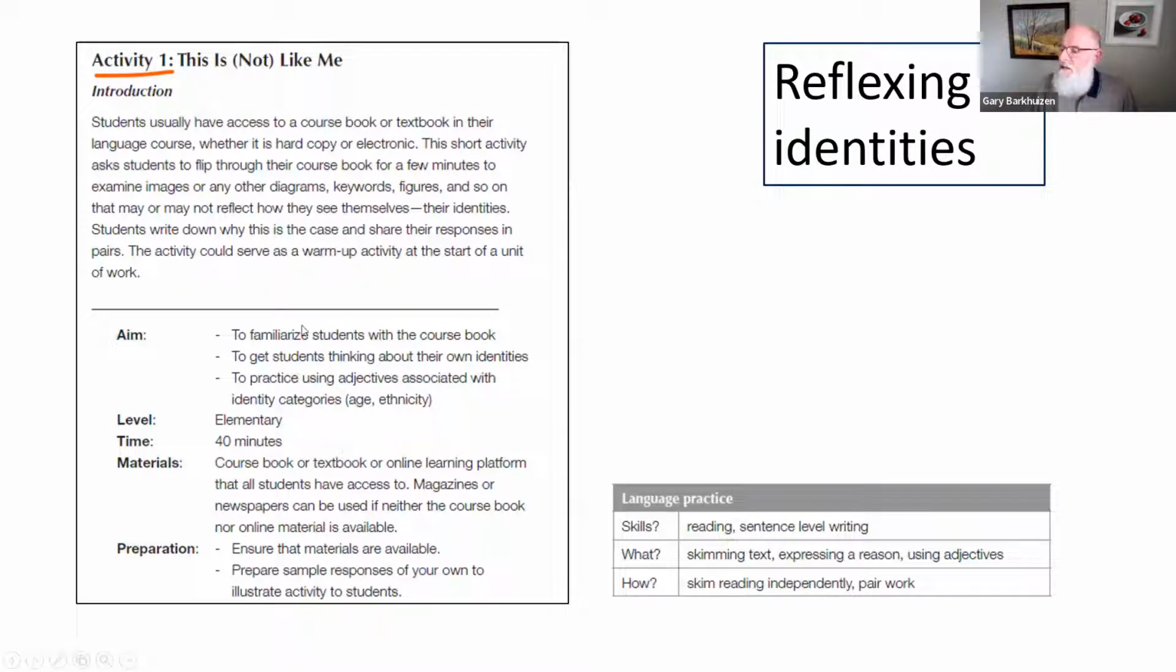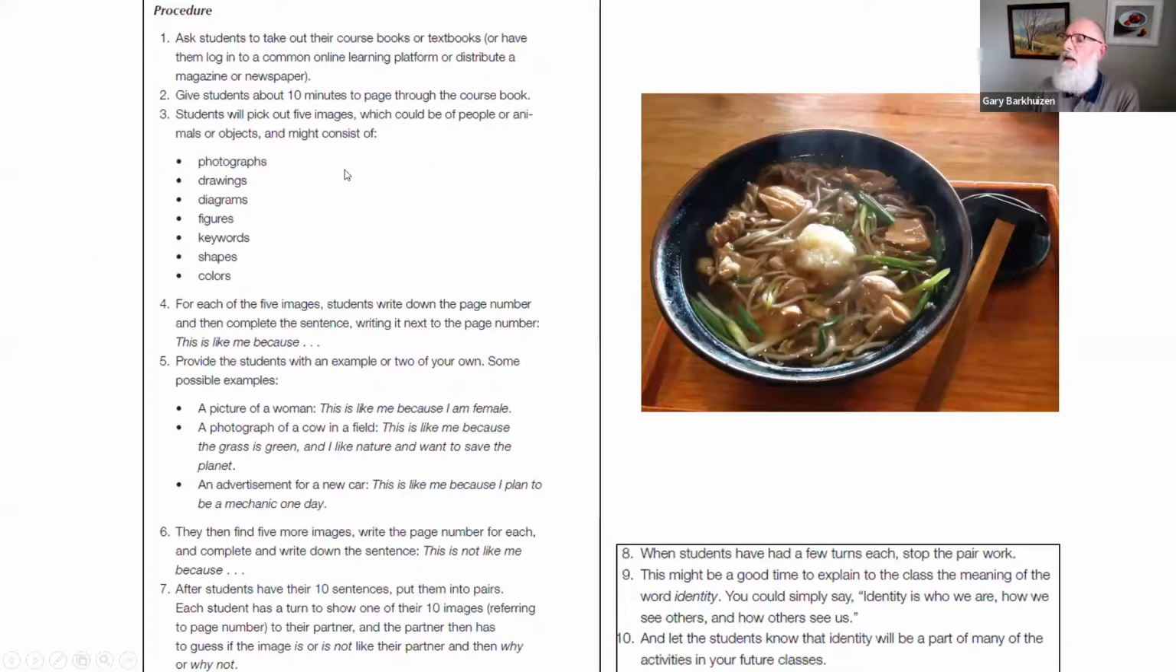And this just tells you what you need. The students need a course book, or if they don't have any, you can bring in magazines or newspapers, preferably what they use in their courses. I think that makes it more relevant. And then there is a list of procedures that's made available to the teachers or the students as well, if they have it.